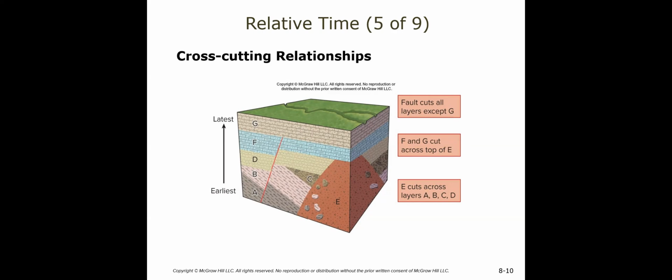Same here, we have F and G cut across the top of E, right? You see that in the corner here? So what does that mean? Well, in order for E to have its top cut off, E had to exist in the first place. So therefore, F and G are younger than E is. And lastly, we notice along the same lines that E cuts straight through A, B, C, and D. Therefore, we can assume E is younger than A, B, C, and D because it couldn't cut through them if they didn't already exist prior.